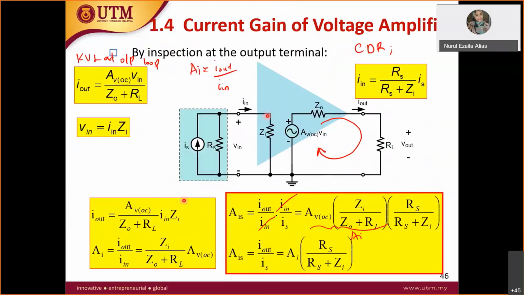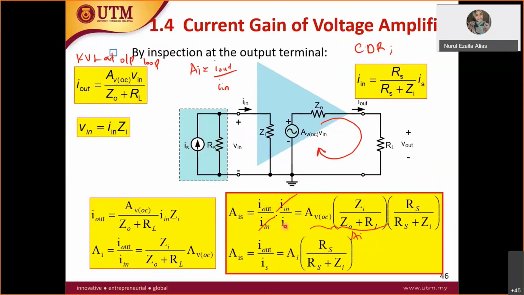Okay, so you apply not voltage divider, now you apply current divider rule. Current divider rule and also KVL at the output loop. Your objective is to get I out over I in, so you apply KVL here in order to get AIS. Current gain referring to the source, you apply current divider rule here. Now you already have I out over I in, which is equal to the AI.